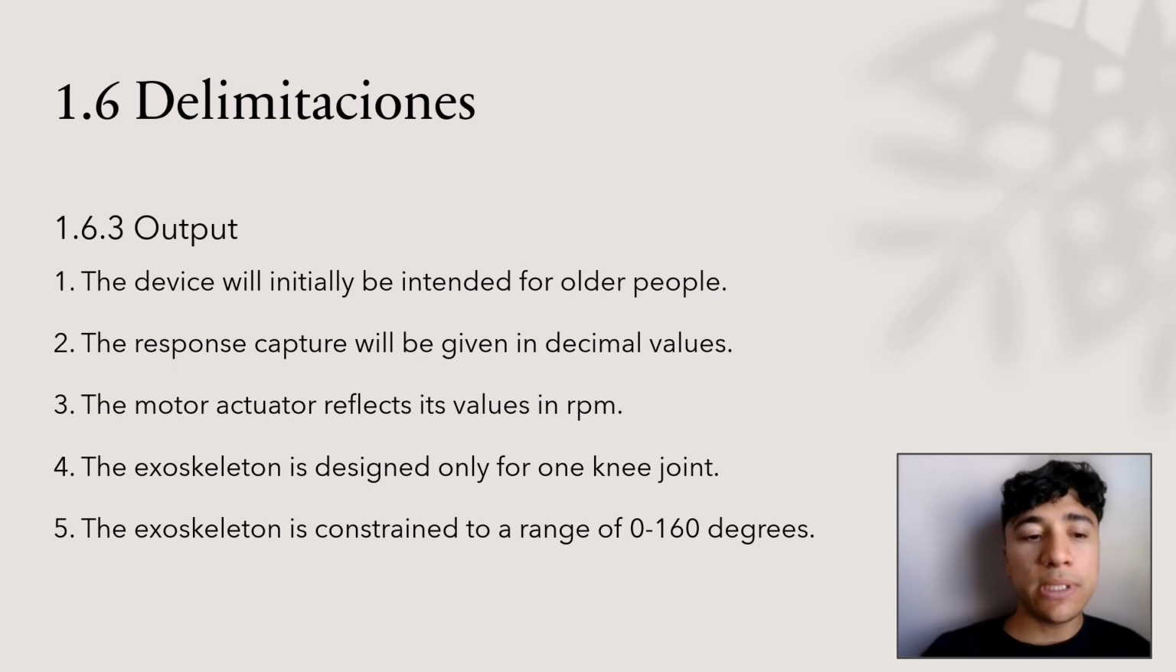About the output delimitations, the device is intended to be used only for elderly people, at least at first. The response capture is going to be given in decimal values, and the motor actuators reflect in RPM. The exoskeleton is designed only for a knee joint, very important, and it is constrained to 0 to 160 degrees.